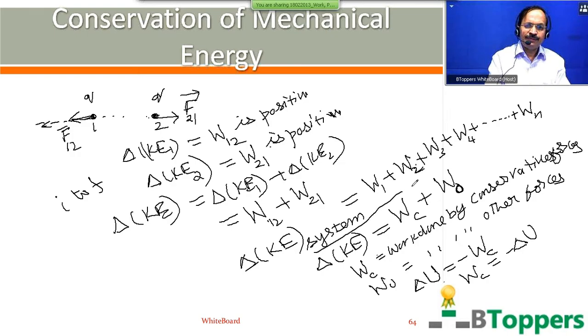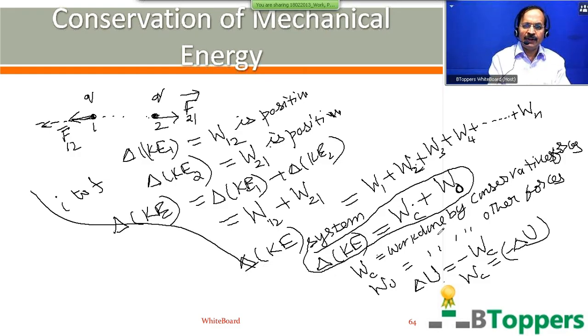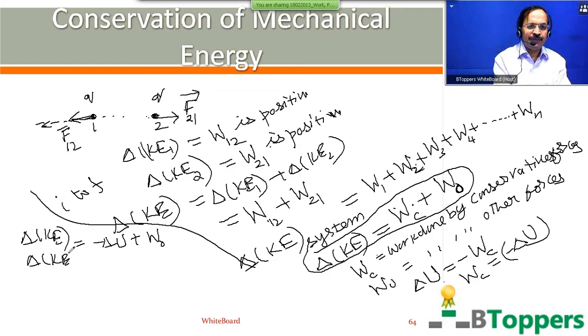So in this equation, you can substitute WC equal to minus delta U on the right side. Therefore, you can write delta KE equal to minus delta U plus W naught. Substituting WC equal to minus delta U, minus delta U can be carried to the left side. So delta KE plus delta U equal to W naught.